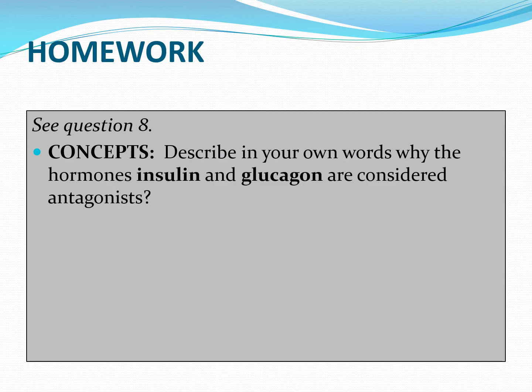Here's another one of our ways that you learn to take a concept and describe it in your own words: why hormones insulin and glucagon are considered antagonists. Guys, the reason you want to be able to do stuff like this is because as a professional, whether you're a lab assistant or a medical assistant, and you're working with other nurses and doctors, you want to be able to articulate things in your own words and explain them to patients and speak intelligently with doctors and coworkers.